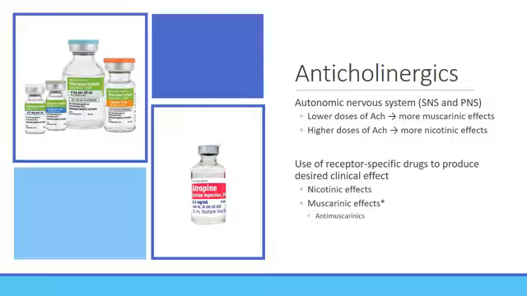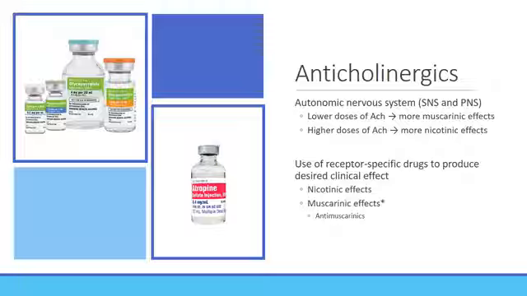Within the autonomic nervous system, if we give lower doses of acetylcholine, we tend to stimulate and see more muscarinic effects, things like a slowing down of the heart rate, an increase in mucus production, etc. It's not until we give much higher doses of acetylcholine that we tend to see more of those nicotinic effects. We're also able to use receptor-specific drugs to produce the desired clinical effects. If we give a drug that only interacts at the muscarinic receptors and spares the nicotinic effects, we're able to dial in and get exactly what we want.